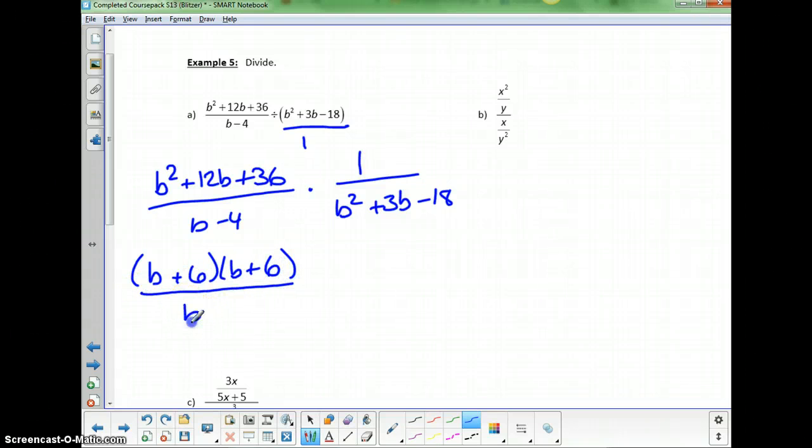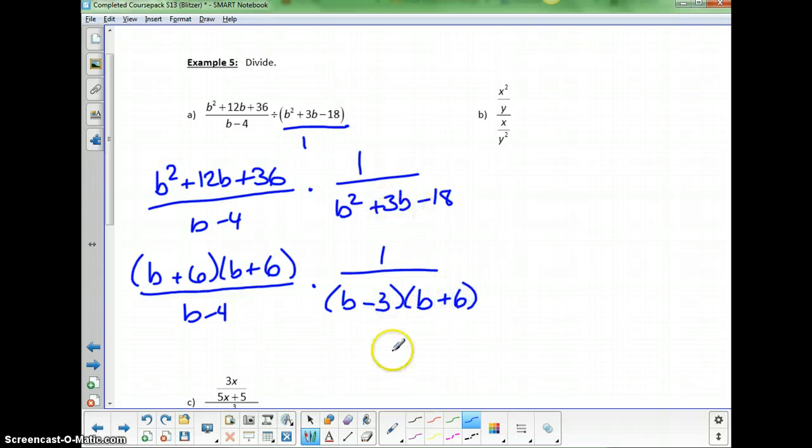Okay. b minus 4 on the bottom, times 1 over, I'm going to start with b and b again since we have coefficient 1, 18. So if I do a negative 3 and a positive 6, that'll add up to a positive 3 in the middle. So the b plus 6 will cancel, and my answer is going to be b plus 6 over b minus 4 times b minus 3.